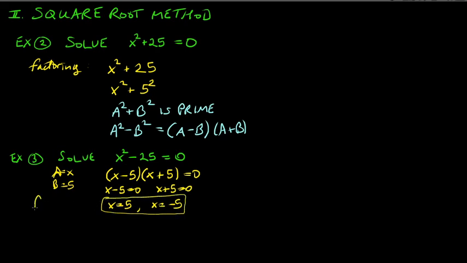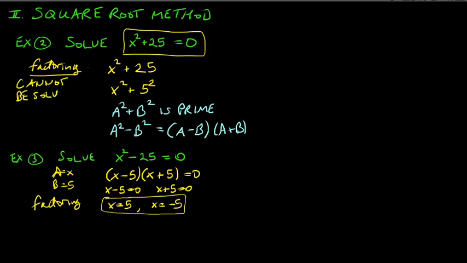Okay, so again, this was done by factoring. But for example 2, this one up here, this is not solvable by factoring, at least not the way we factor. So basically don't worry about it. All right, so let's look at a different way to solve this equation, x squared minus 25 equals 0.